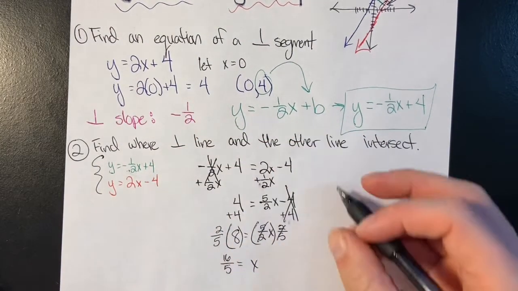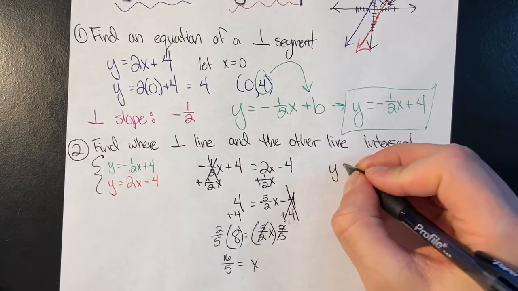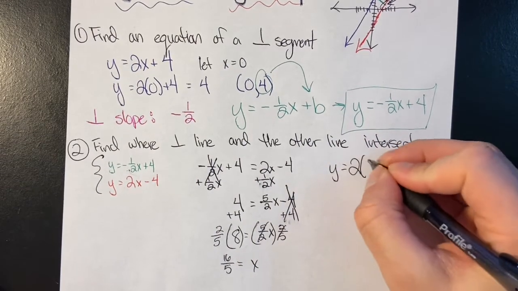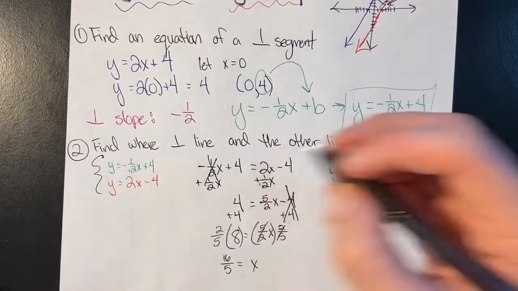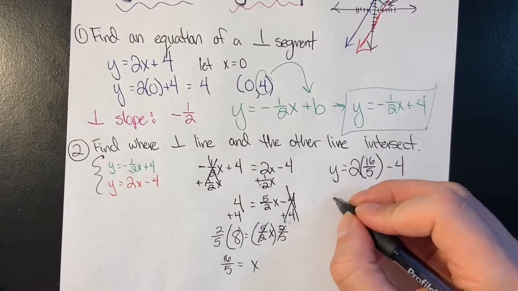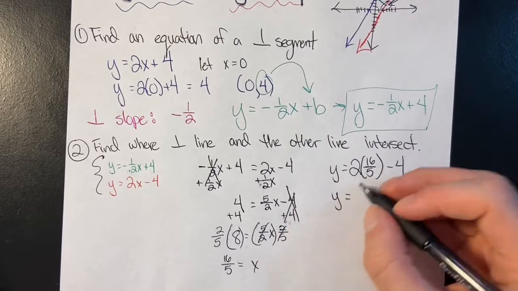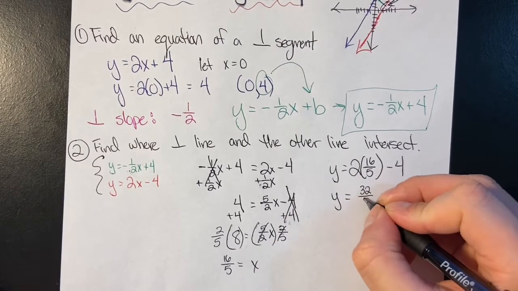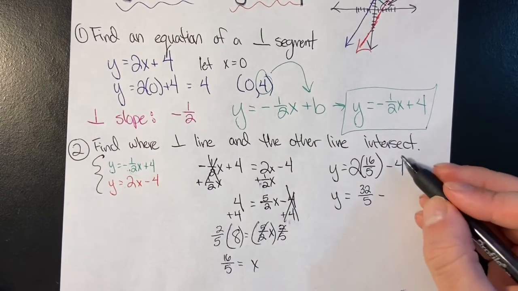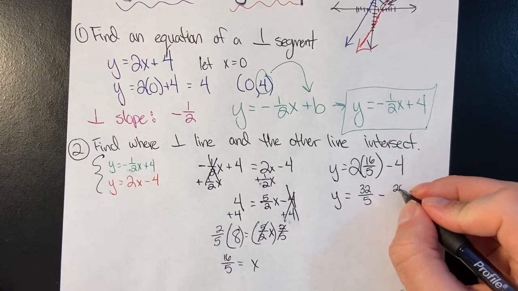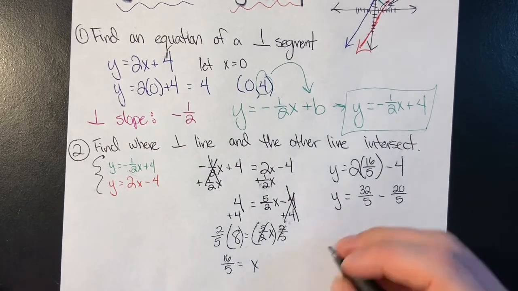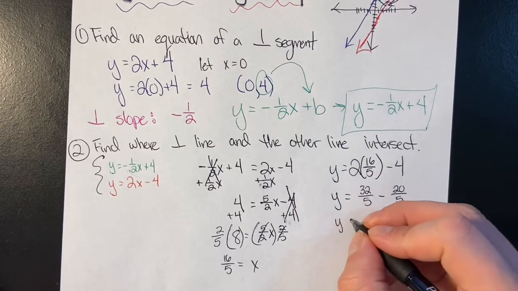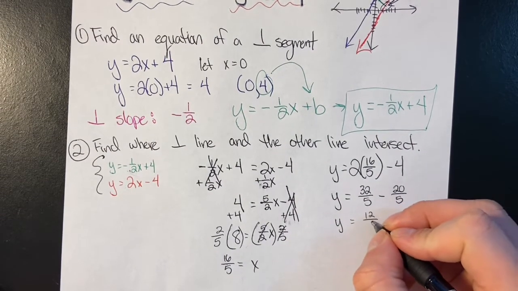So let me use that red equation. It looks a little simpler. y equals 2 times 16/5 minus 4. That gives me y equals 2 times 16 is 32/5. What I'm going to do is quick turn 4 into something over 5. So 20/5 because I multiplied the top and the bottom by 5. That becomes y equals 12/5.